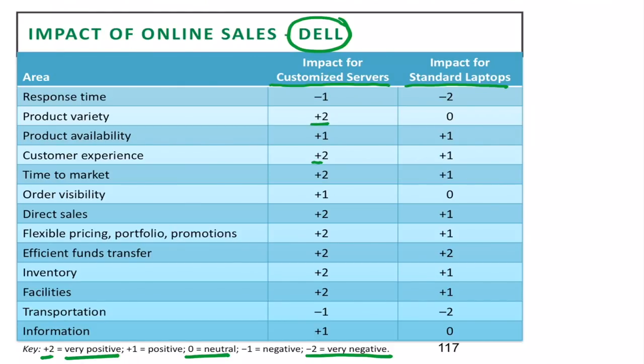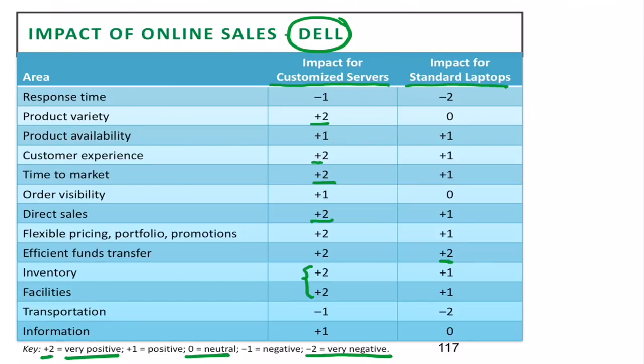Time to market again is +2. Direct sales is positive. But if you look at costs, inventory and facility costs will be much lower, but transportation costs will be somewhat negative because the servers have to be shipped to the customer. On the other hand, if you look at standard laptops, selling them online is clearly not a very good idea. You don't see many positives, there's only one +2, which is efficient fund transfer. You are able to pay using a credit card, or on your computer or through mobile. That's the only major positive thing.